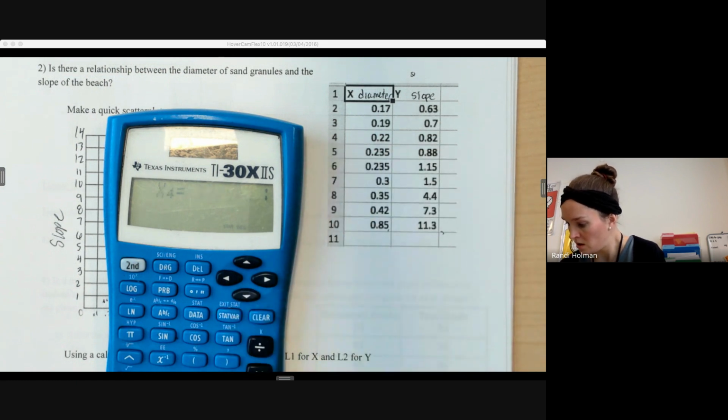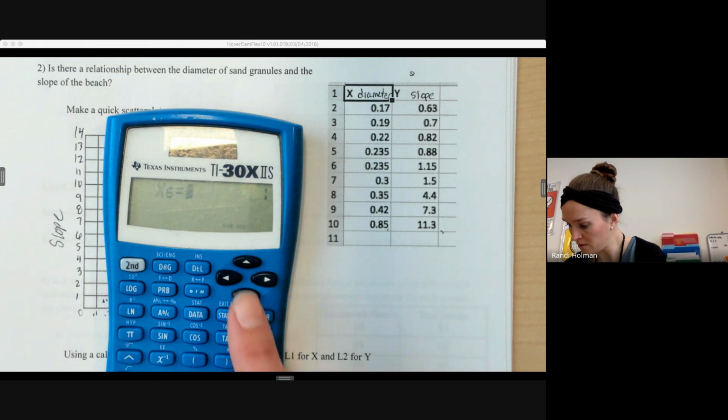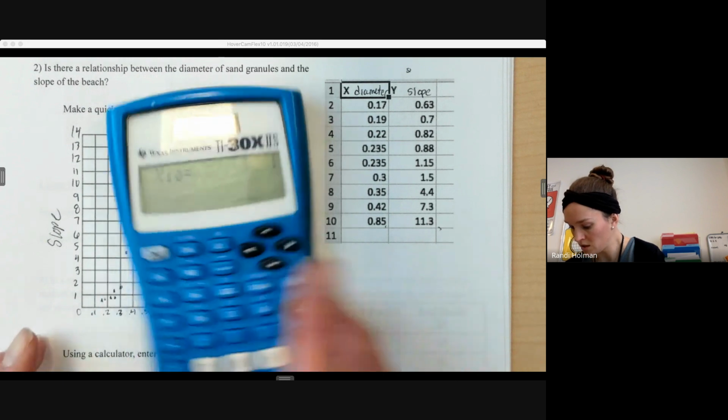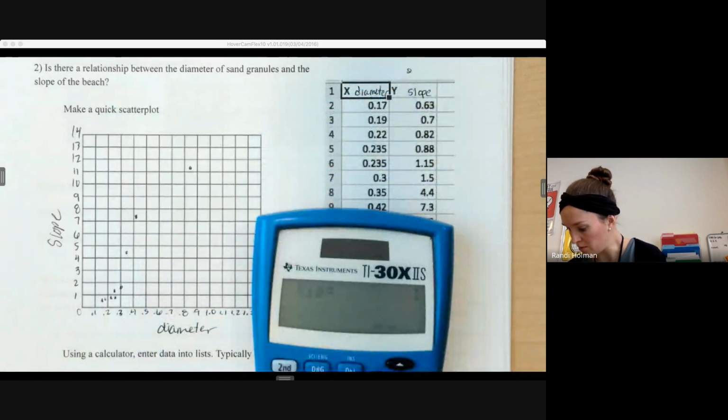37.82. 0.235 goes with 0.88, 0.235, 1.15, 0.3, 1.5, 0.35, 4.4, 0.42, 7.3, 0.85, 11.3. Okay, so once we have that in there, we're just going to go back to data.